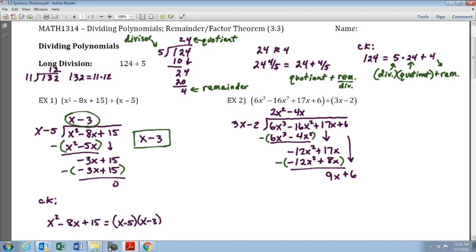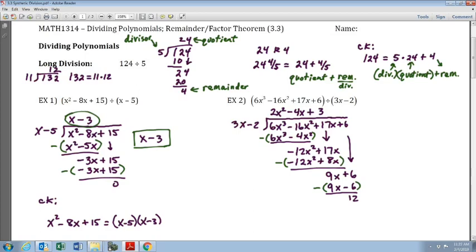What times 3x will give you 9x? That would be 3. And then let's multiply the 3 times our divisor. We get 9x minus 6. And notice it's not exactly the same. We will get a remainder this time. We've got 9x minus 9x, which is 0, and 6 minus a negative 6. That's 6 plus 6, and we get 12.